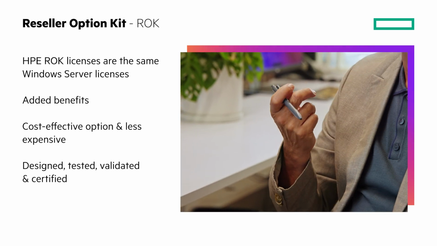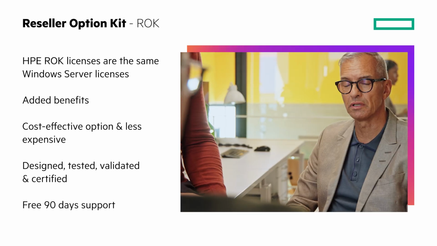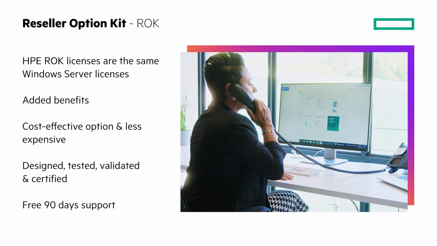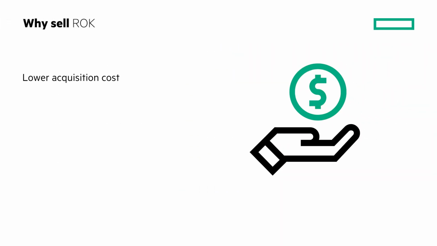In addition, they come with free 90 days HPE online or telephone support, which means one-stop support using the same contacts for both the operating system and the server. ROK offers a lower acquisition cost that helps you to better manage inventory. HPE partners can stock and sell ROK licenses as needed, helping to manage inventory. Revenue can be increased with more attach opportunities for CALs.